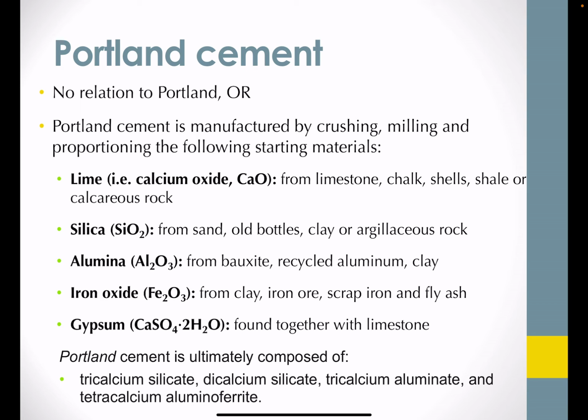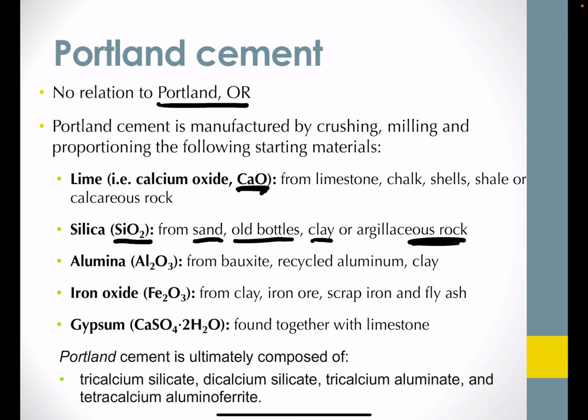Portland cement, as a specific form of concrete, has no relation to the location Portland, Oregon, but instead is manufactured by crushing, milling, and portioning out a lot of starting materials. Those starting materials include calcium oxide or lime. This can be accessed from limestone, chalk, shells, or calcareous rock. Another starting material is, of course, silica, formula SiO2, and this can be acquired from sand, reusing old glass bottles, even clays can be used, or even some forms of rock.